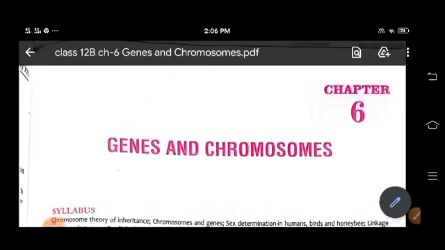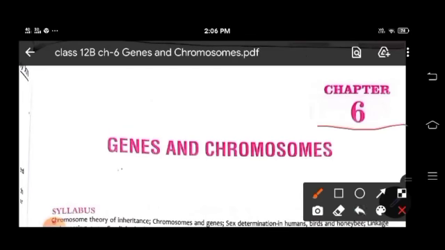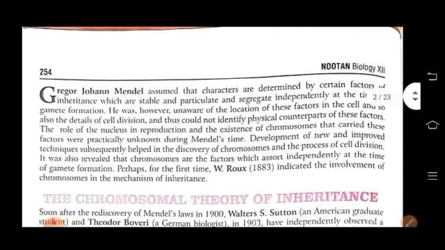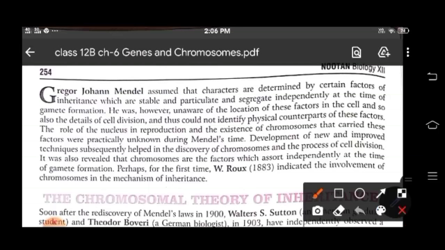Today we are going to start chapter 6, genes and chromosomes. Children, Gregor John Mendel assumed that characters are determined by certain factors of inheritance, which are stable, particulate, and get separated independently at the time of gamete formation.